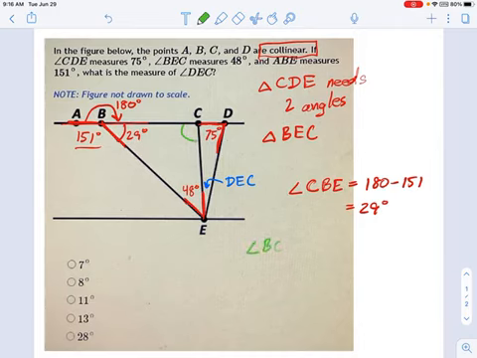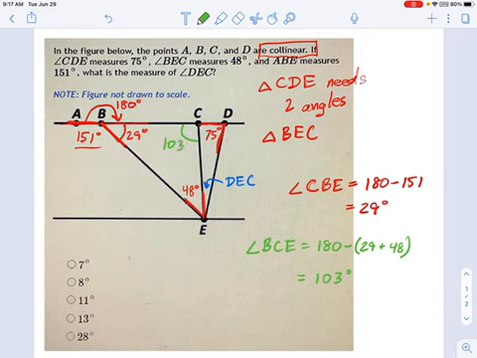So angle BCE now equals 180 minus the sum of those other two angles, 29 plus 48. And I think it's calculator time. I don't want to make a mistake here. 29 plus 48 is 77. And 180 minus 77 is 103 degrees. Okay, so that's 103 degrees.